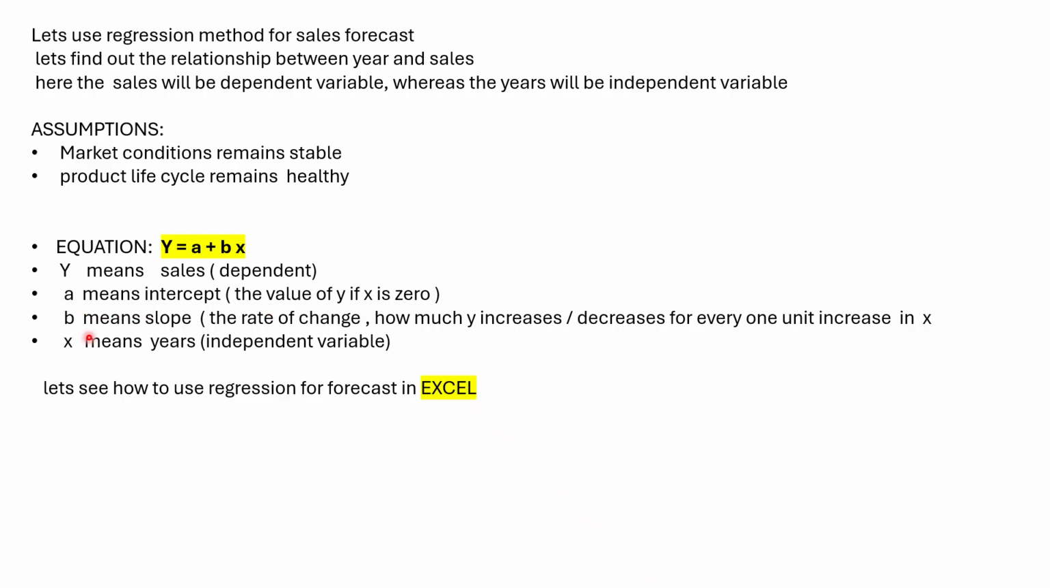And what is b? It means the slope, the rate of change: how much y will increase or decrease for every unit you increase in x. For every 1 unit increase in x, how will it impact y? This is measured by b. And x means the independent variable, which here is years. Let's see how to use this forecast in Excel.